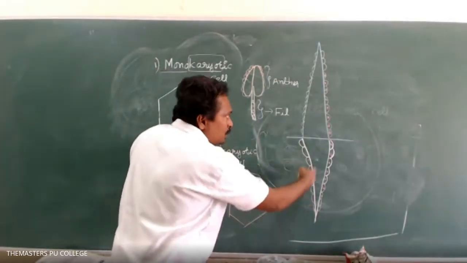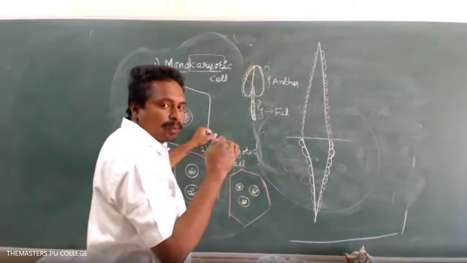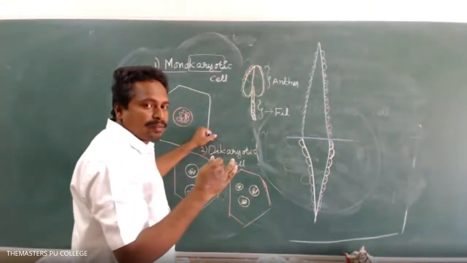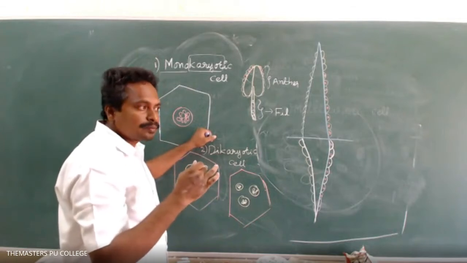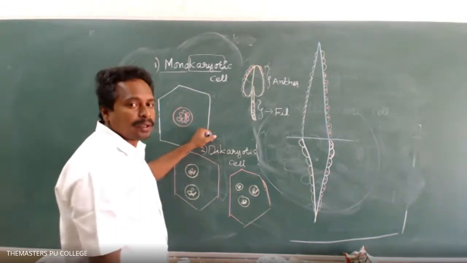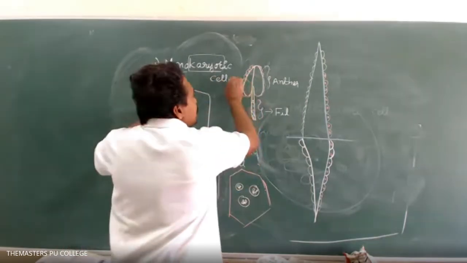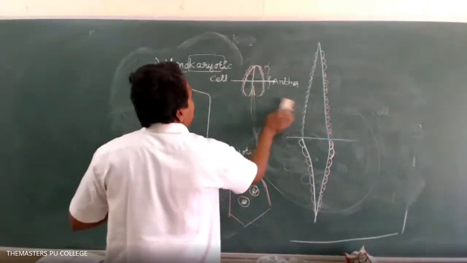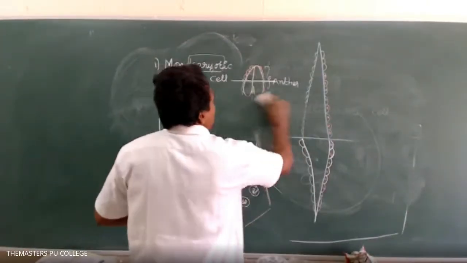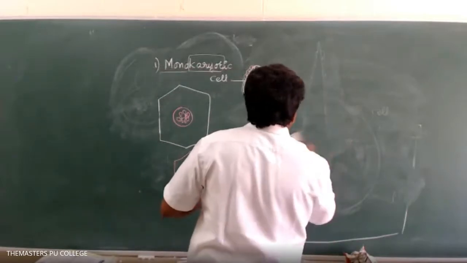Epidermis layer of the root, epidermis layer of the stem, epidermis layer of the leaf, epidermis layer of the branch, epidermis layer of the flower. Each cell consists of one nucleus, monokaryotic cells. Internally, the anther consists of, in transverse section.